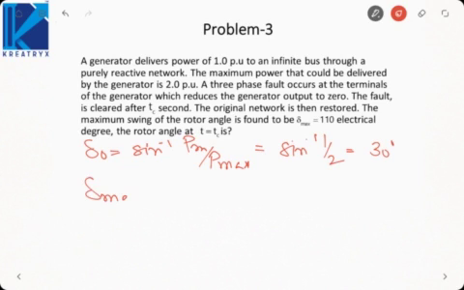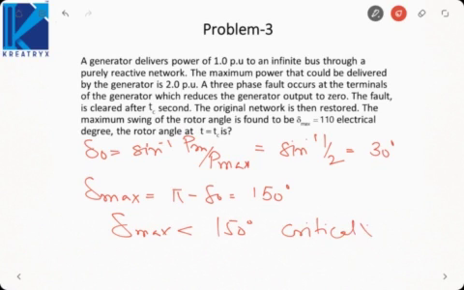So what should be delta max? Pi minus delta naught, which is 150 degree. I am directly using these formulas because I know this is a case which corresponds to a fault near the bus for a single transmission line. That was our second case that we analyzed for the transient stability analysis. But now delta max given to us is less than 150. That means it is not a critical case. It is a general case in which the system is stable for delta max equal to 110.